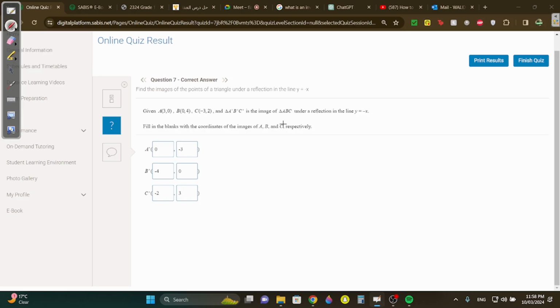Okay. A, B, C are under a reflection in the line y equals minus x. Well, what will A, B, and C become? A is 3 comma 0. Under reflection in y equals minus x, it becomes negative A, negative B, yeah? It becomes negative B, negative A. If this is A comma B, it becomes negative B, negative A. Why is it? It feels different, no?